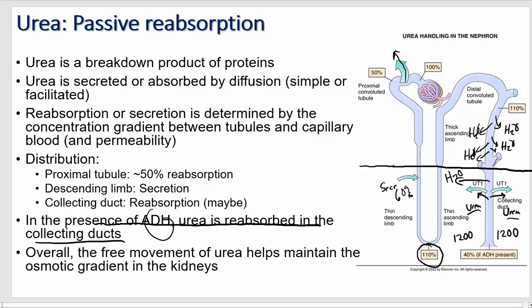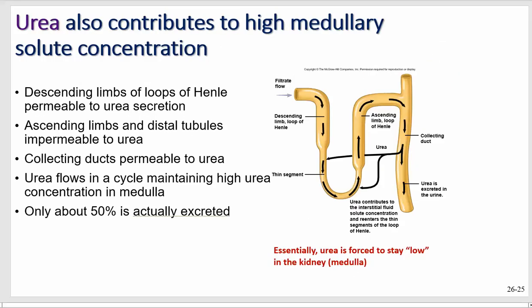So that's kind of what's happening. If ADH is present and says, all right, we're letting water go out, then it's like, well, we kind of have to offset that, otherwise we're going to dilute this area and we want it to be highly concentrated, so it lets the urea go too. We'll say that again with another picture. Urea also contributes to the high medullary solute concentration. So remember, lower concentration at the outer areas, and then very concentrated down here.